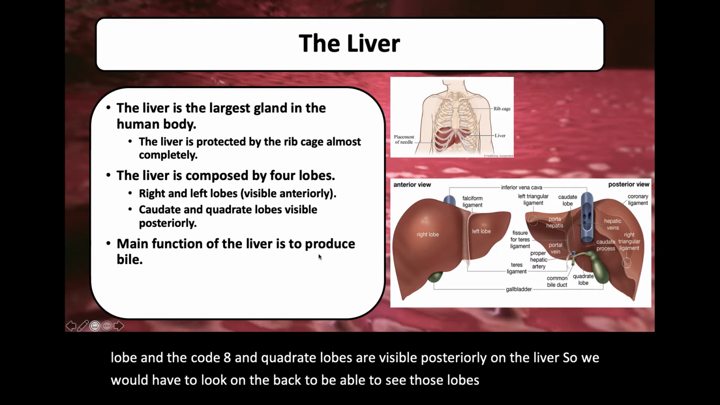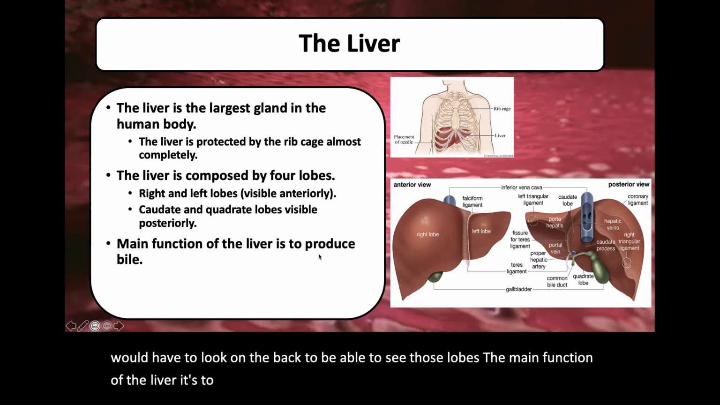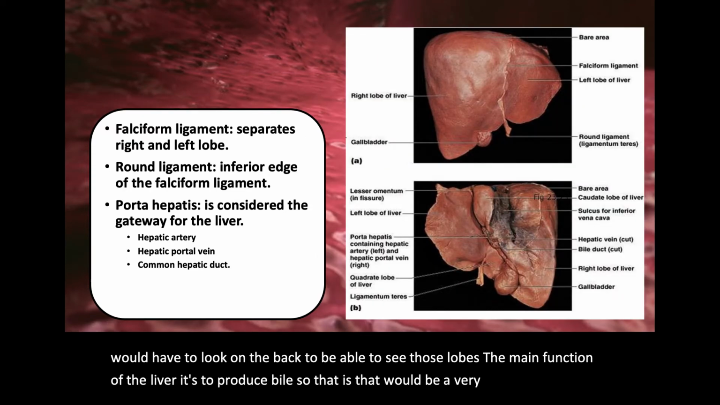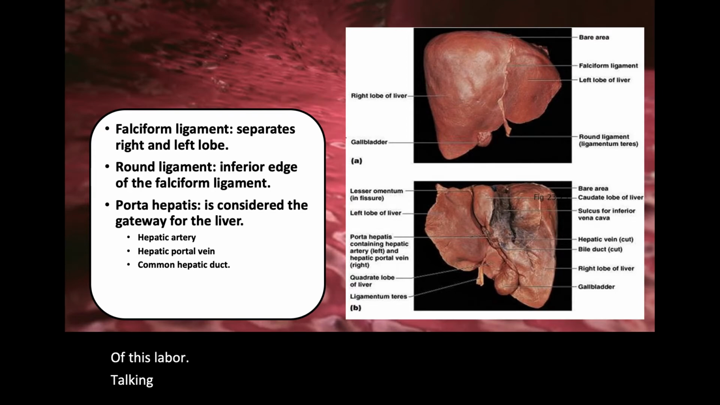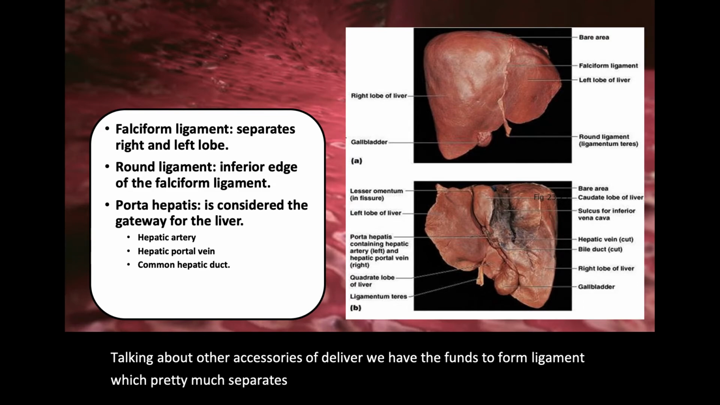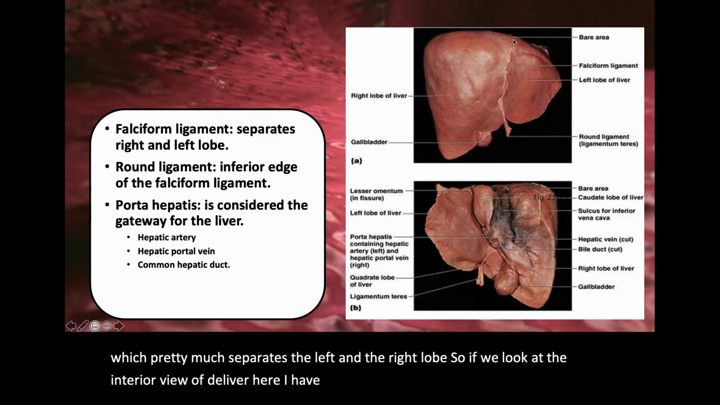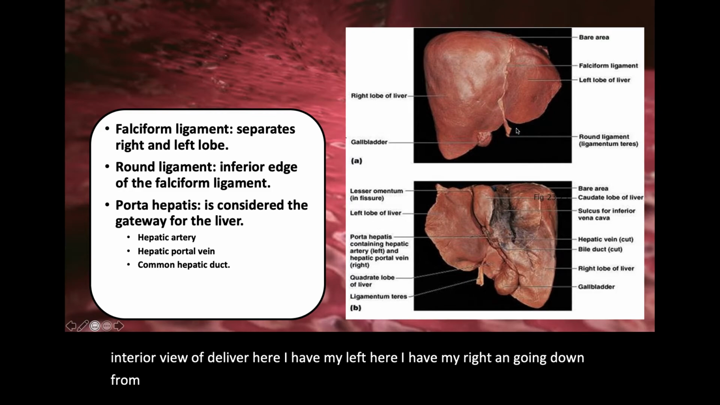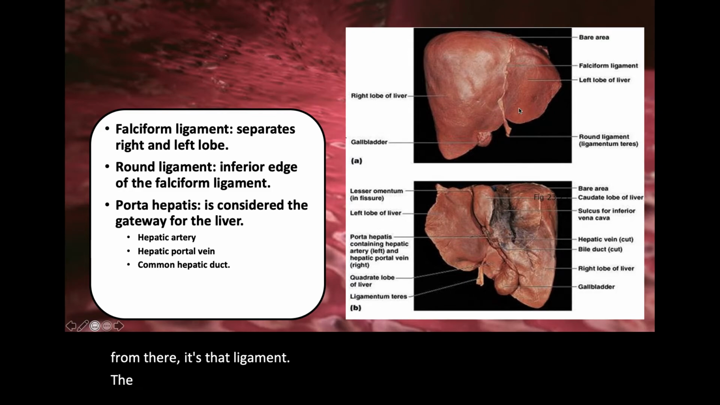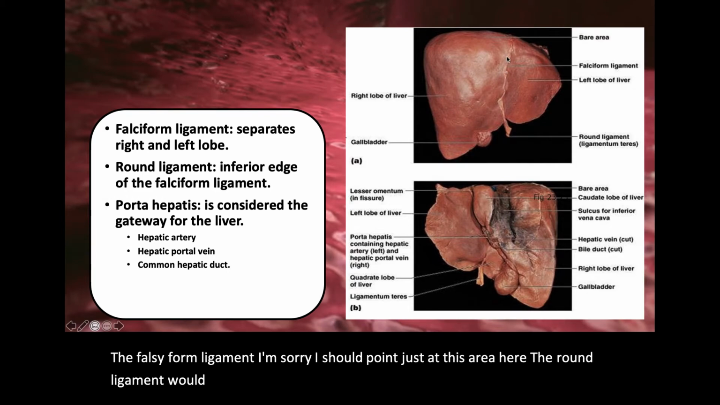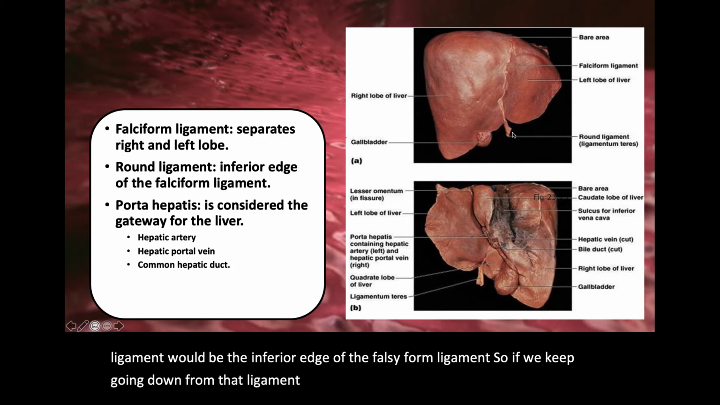The main function of the liver is to produce bile. So that would be a very important function of this liver. Talking about other accessories of the liver, we have the falciform ligament, which pretty much separates the left and the right lobe. If we look at the anterior view of the liver, here I have my left, here I have my right, and going down from there, it's that ligament, the falciform ligament. I'm sorry, I should point just at this area here. The round ligament would be the inferior edge of the falciform ligament. So if we keep going down from that ligament that separates both of them, this little hanging piece of ligament would be that round ligament.